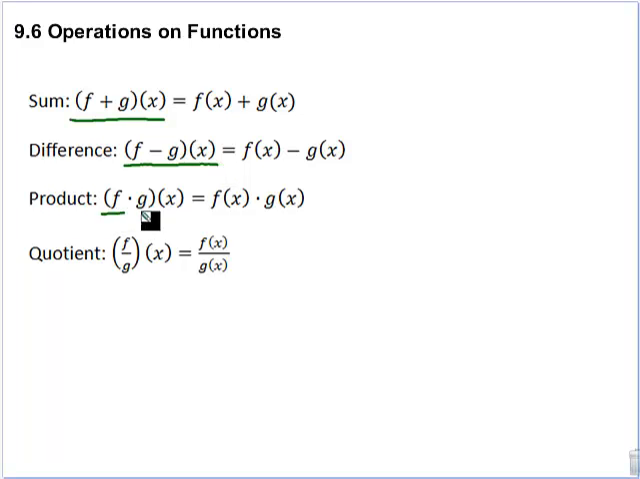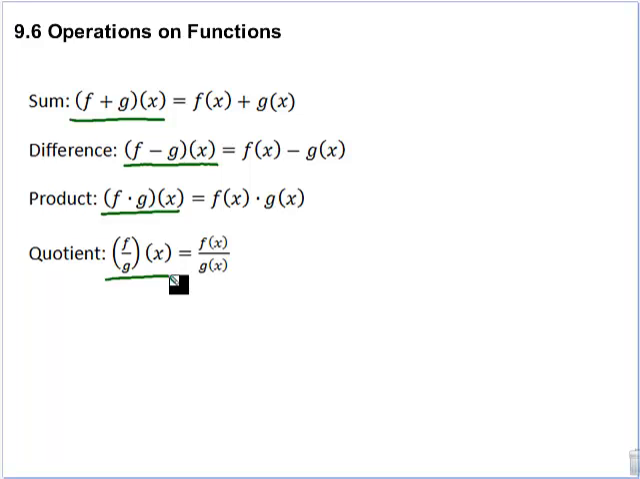Product, f times g of x, we just take our f of x and our g of x and multiply them together. So if we have two binomials, we would be foiling. If we have a binomial with a trinomial, we'd have to think about distributing throughout. And then the quotient is dividing, so f over g of x, we just take f of x over g of x. And we've done all of these types of functions before, so it's just a new notation that we have to look at. Okay. And then for the quotient, if we have f of x over g of x, we would just look to see if they have common factors that could cancel.